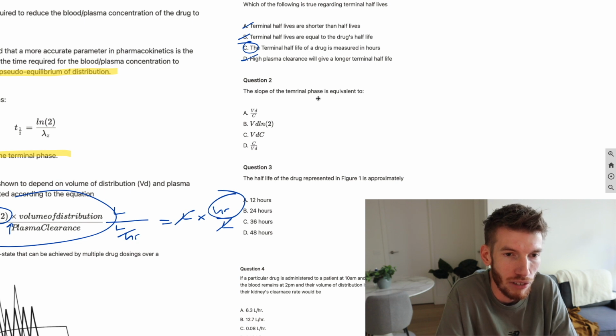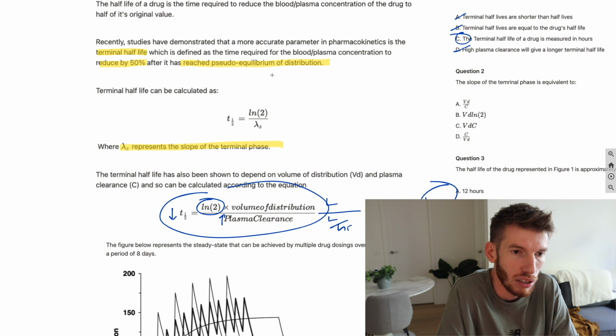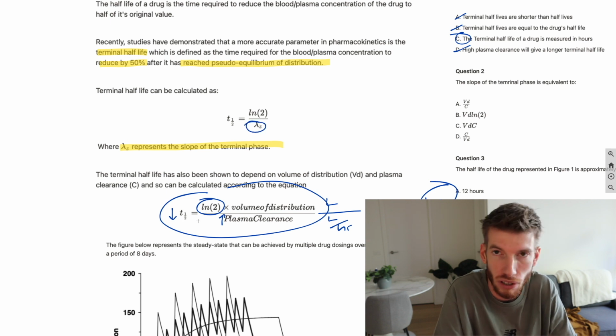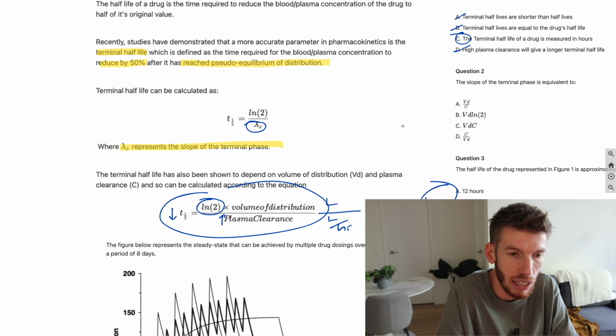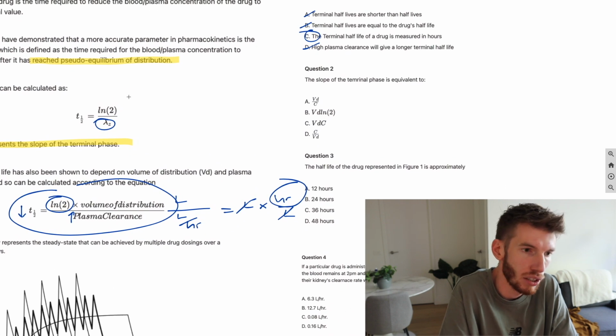The slope of the terminal phase is equivalent to, now we saw that word before, it mentioned it here. This was the slope of the terminal phase. And it's asking us to re-express it in another way, linking it to VD, the volume of distribution, and C, the clearance rate as well. So on this one, another maths one, if these two are equivalent, then I can just make them equal to each other.